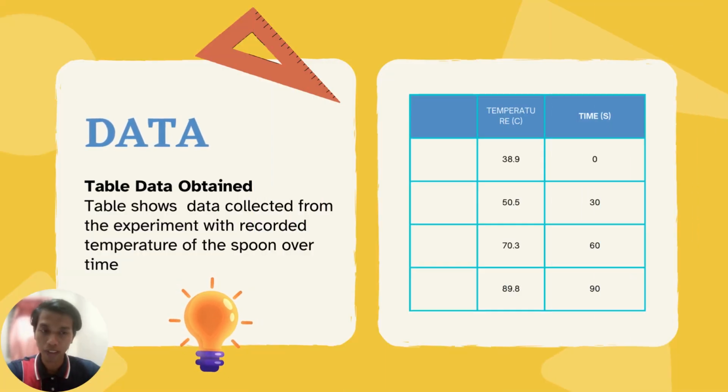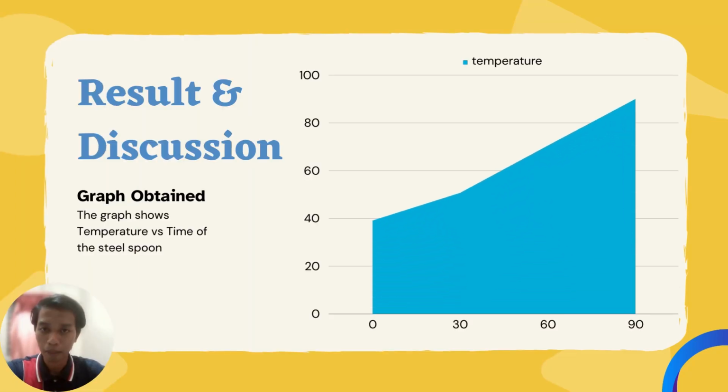Before we dive into the data, let's set the stage. We have recorded the temperature of the spoon at regular intervals throughout the experiment. Now let's plot those data points and analyze how the temperature changed over time. This is the graph that we obtained from this experiment. On the x-axis, we have time intervals, and on the y-axis, we have the corresponding temperature of our trusty spoon. Let's dive into the analysis and see what insights we can gather.